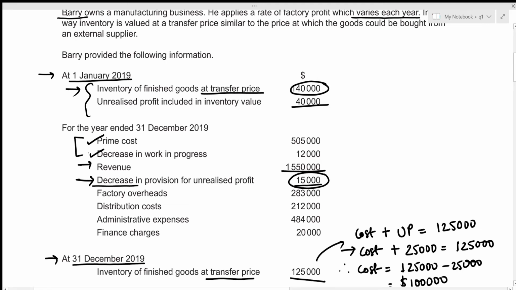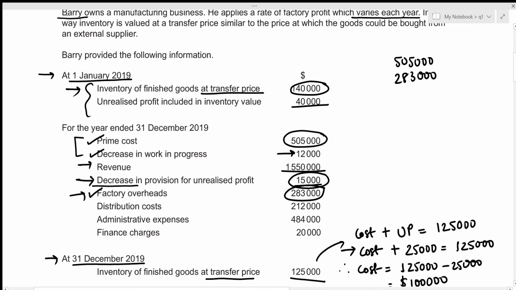Okay, so these two are a part of manufacturing account. Then we have factory overheads, which is again the part of manufacturing account itself. And yeah, I think that's it. So let's figure out the total. So we can start with the prime cost, and we are given the prime cost total of 505,000. Then we can move towards the indirect cost, which is the factory overheads in this case, which amounted to 283,000. Let's write it down. And then we are given that there was a decrease in work in progress, and this amounted to 12,000.